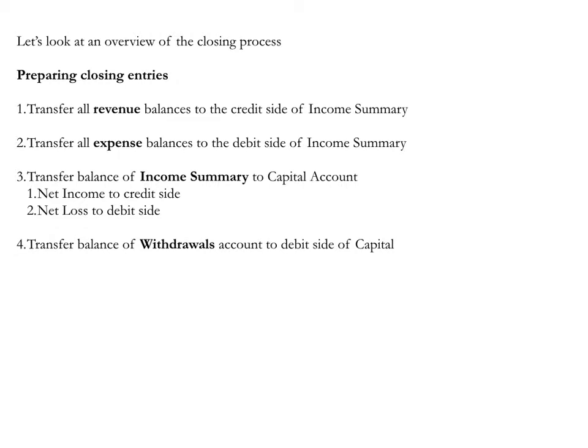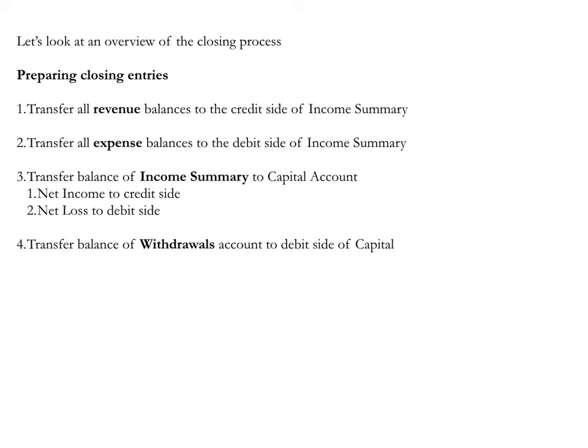So now that we've got the income summary sorted out, let's look at the overview of the actual closing process. We start out by preparing our closing entries, and we're going to look at 4 steps. Step 1, we're going to transfer all the revenue balances to the credit side of the income summary. So revenue goes to the credit side of the income summary. Second, we're going to transfer all the expense balances to the debit side of the income summary. So we're taking our revenue and our expenses and consolidating them into our income summary account.